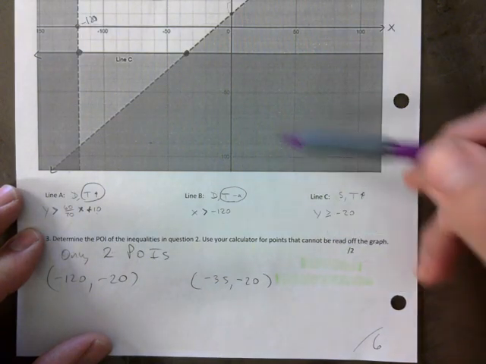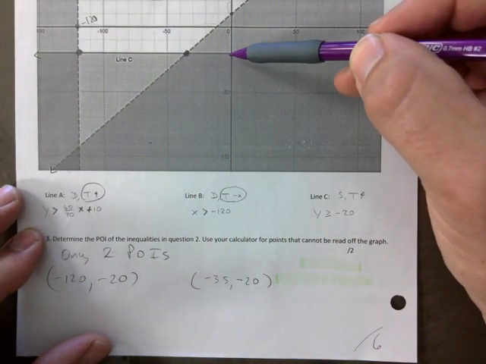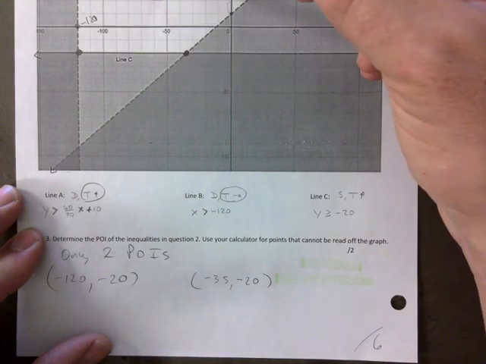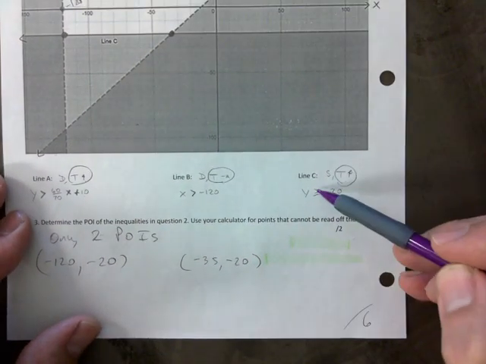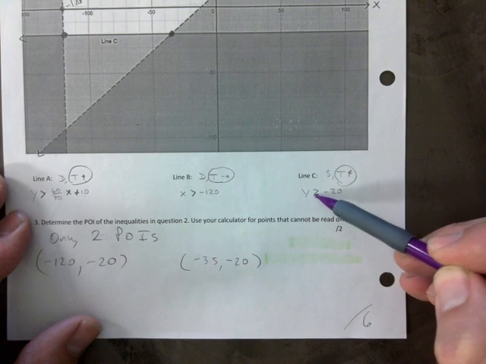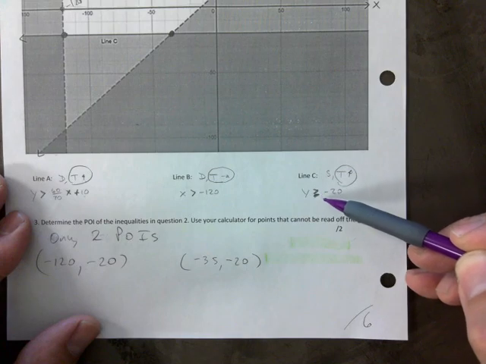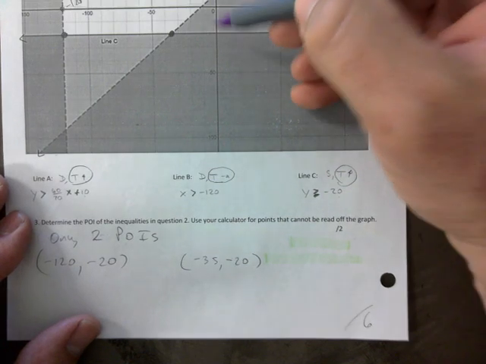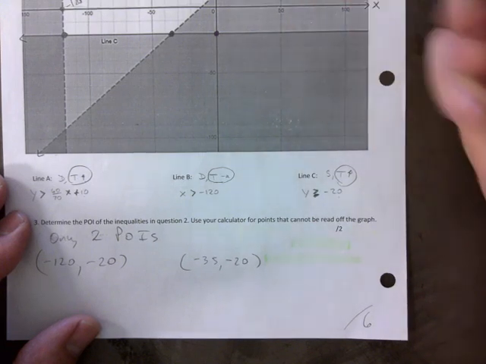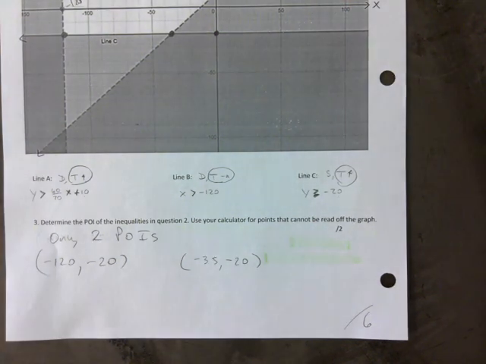And for the last one, for line C, true is above. So it would be greater than or equal to, I should say. So I want both because it's solid, negative 20. Why? Because it crosses negative 20 right there. And so that's how you got your inequalities there.